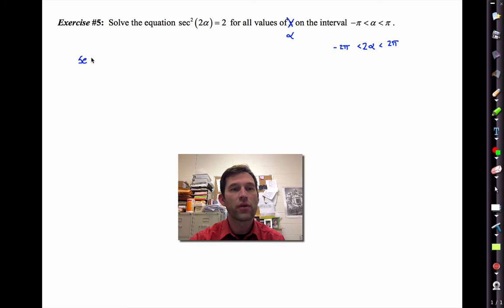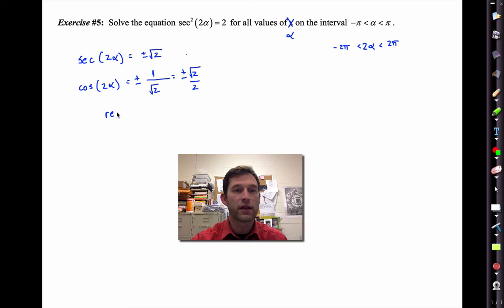One logical thing to do immediately in this problem is to take the square root of both sides. So if I take the square root of both sides, I will get secant of 2 alpha equals plus or minus √2. That may be a special value for secant that you know, but probably not. Most of you will probably rewrite this as the following. The cosine of 2 alpha would be plus or minus 1 divided by √2, which is plus or minus root 2 over 2.